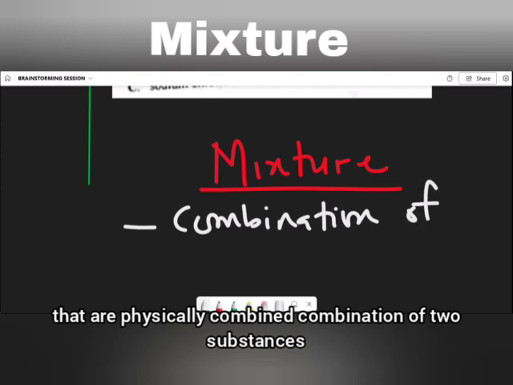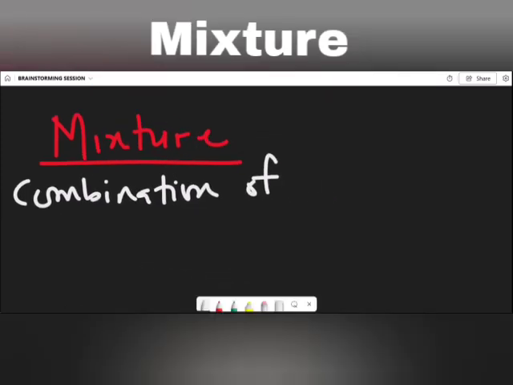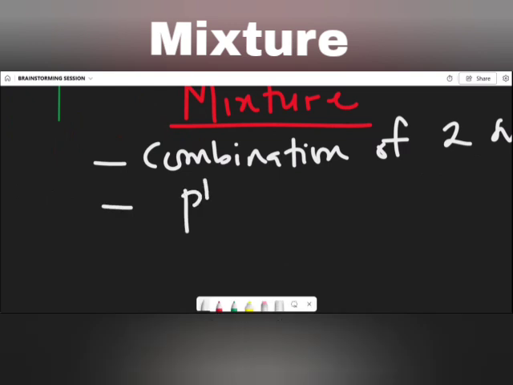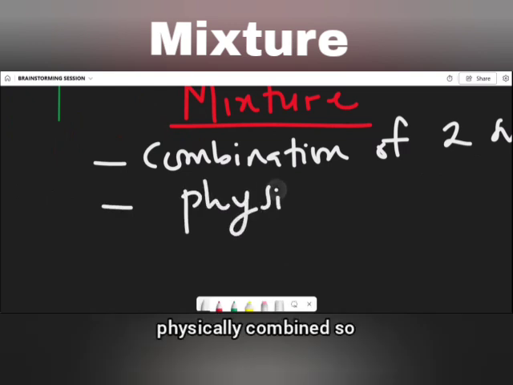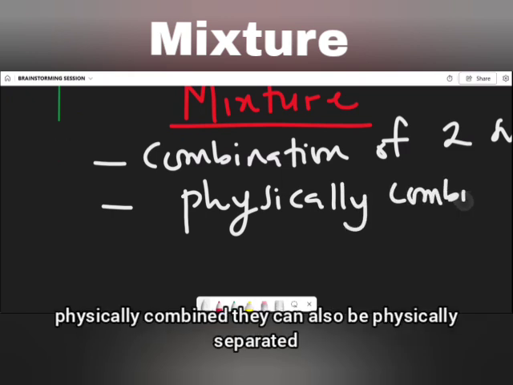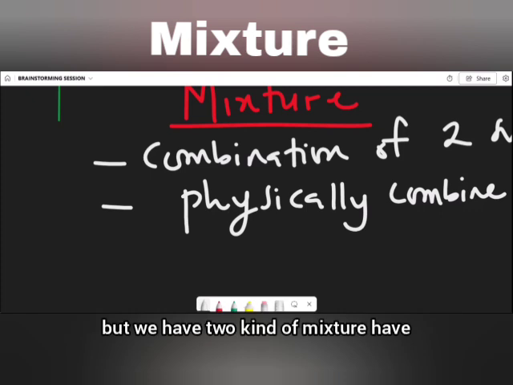A combination of two substances that are physically combined. So that means if these two substances can be physically combined, they can also be physically separated. But we have two kinds of mixture.